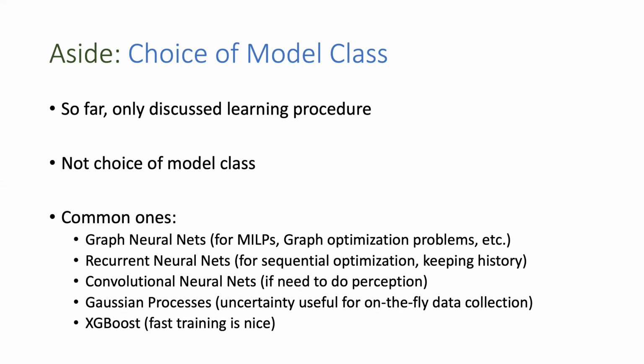If you're doing perception, so your problem requires you to process pixels for some reason, you can use a convolutional neural net. If you want to use a simpler model and you want to figure out where to collect measurements, like in the algorithm configuration problem, one common thing is to use Gaussian processes, which is a Bayesian approach. And the uncertainty is useful because it allows you to reason about where is the most useful informative data to collect on the fly, when you only have a limited amount of budget in terms of collecting measurements.